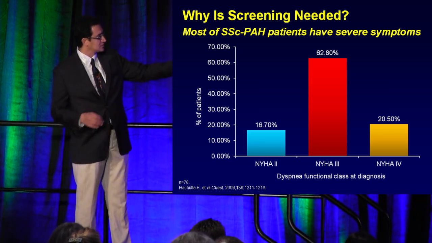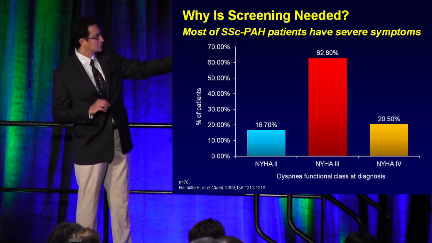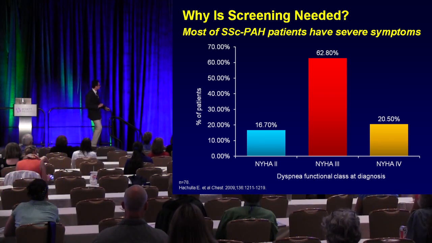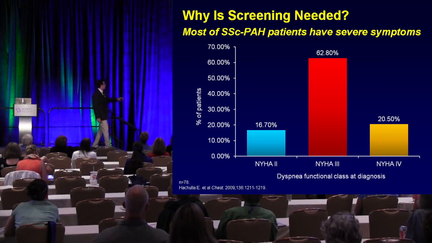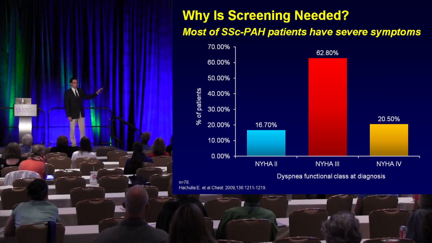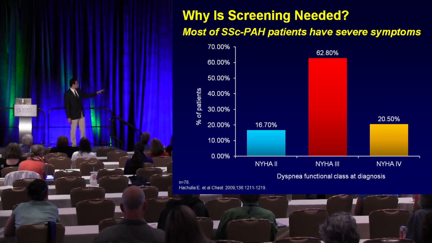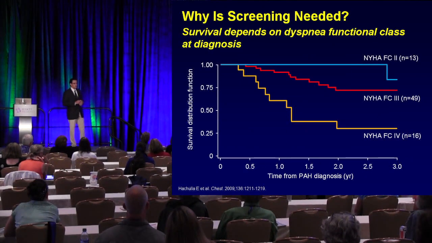So what you're seeing here is that almost 82 to 83% of the people, when they are diagnosed, are already in class 3 and 4. So very few are being diagnosed in class 2, and none of them in this cohort was diagnosed in class 1. So why do we care?